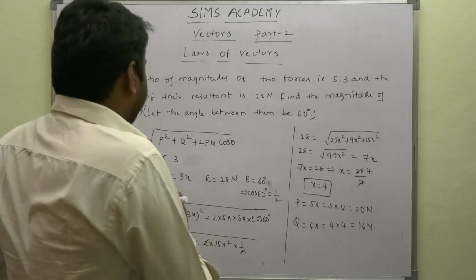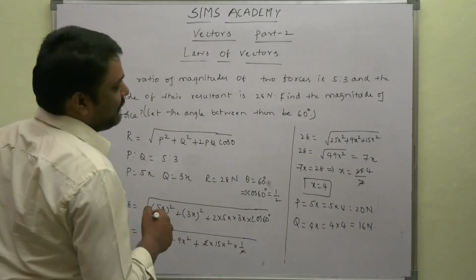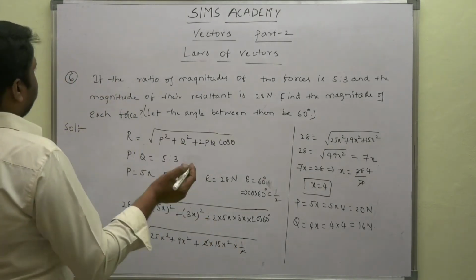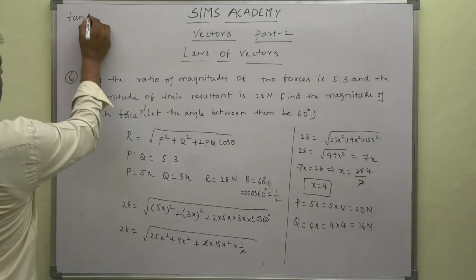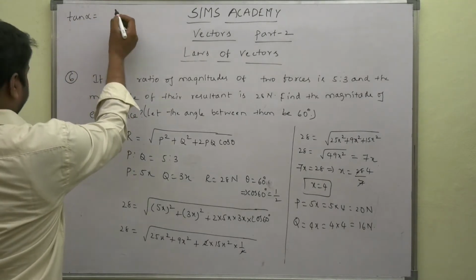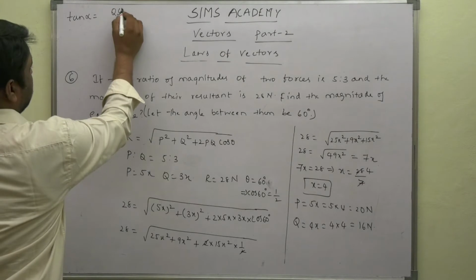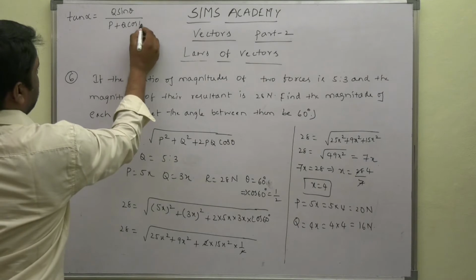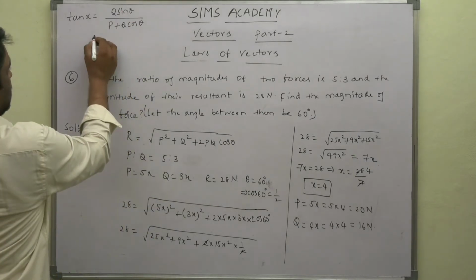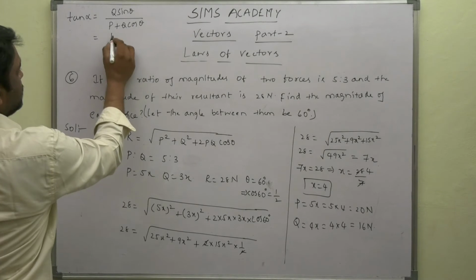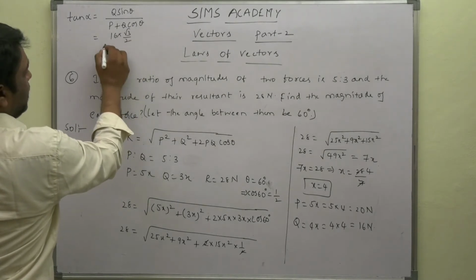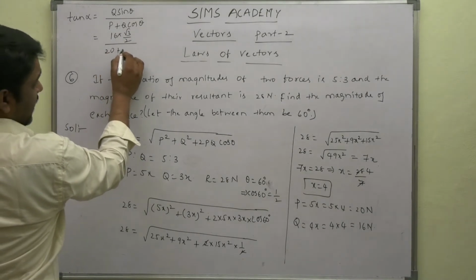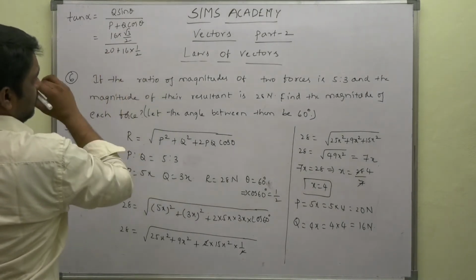The direction of resultant. How should we find the direction of resultant? As I told you, he did not mention. Okay, we can write tan alpha equals q sin theta by p plus q cos theta. Please substitute that. What is the q value? 16 into sin theta, which is root 3 by 2, by p again 20 plus q again 16 into cos theta, which is 1 by 2.